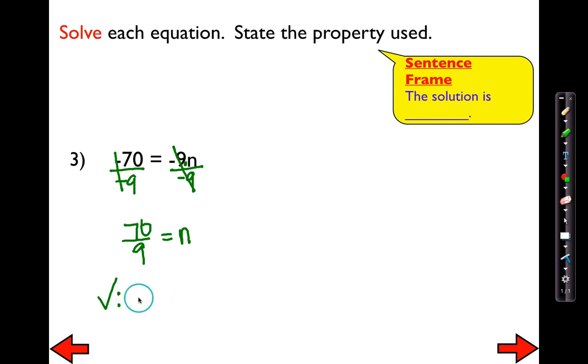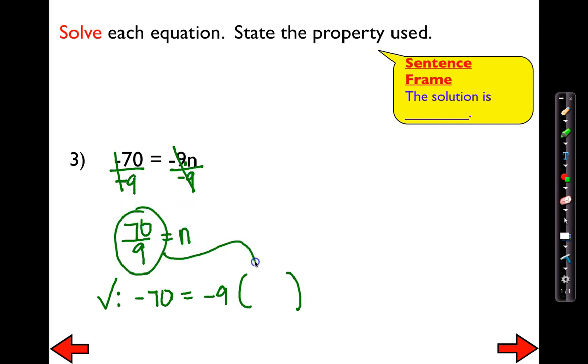But like I said from previous problems, we do want to check our work. So let's check it out. We have negative 70 equals negative 9 times parentheses. Now, what should I put in the parentheses? Well, n is 70 over 9, so I'm going to plug that in. And let's see what we get. So I'm going to do some side work here.